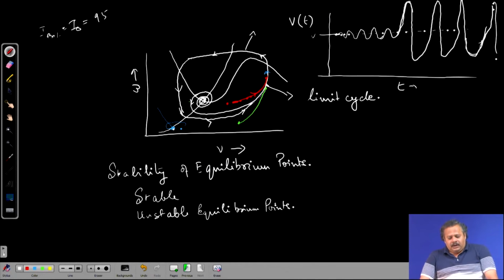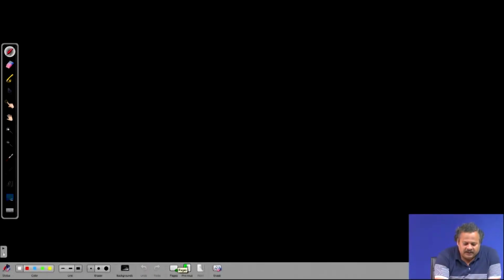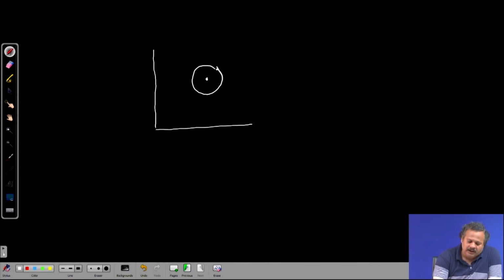In order to look at the stability and linearize the system, we have to take into account a little bit of mathematical treatment of the equations. We will try to understand the stability of the equilibrium points based on linearization in a small neighborhood around the equilibrium point.